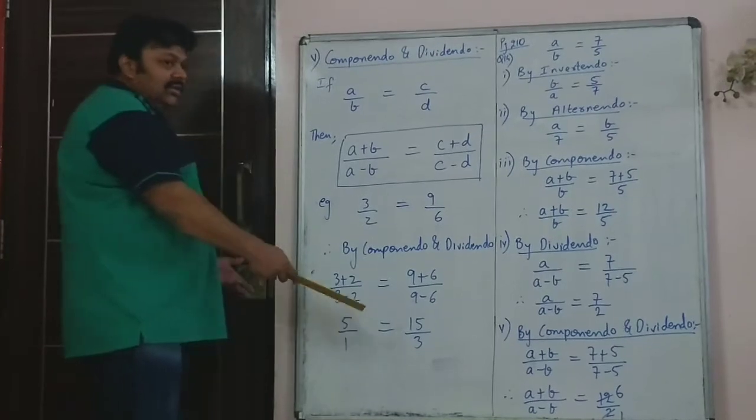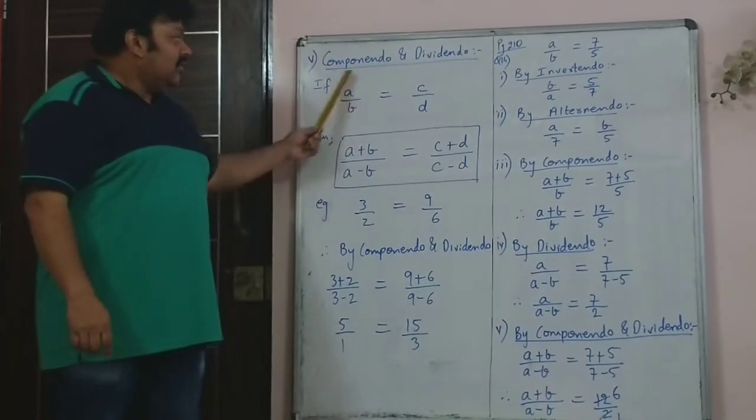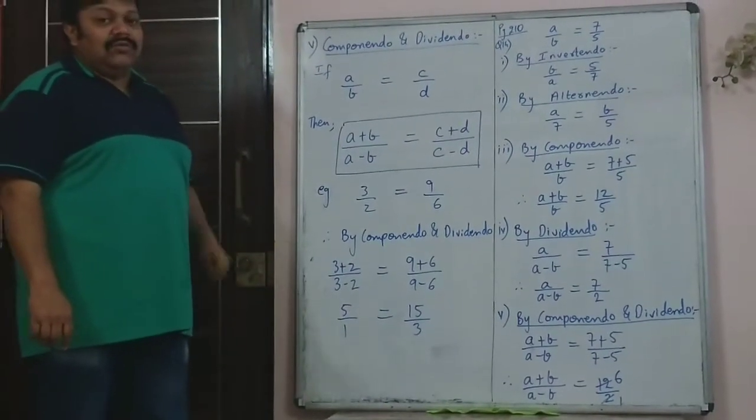So you see that it's the same ratio. So the equality is maintained even after you're using componendo and dividendo. So these are the properties which we have to use.